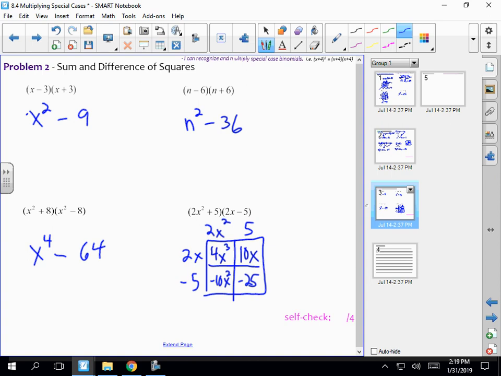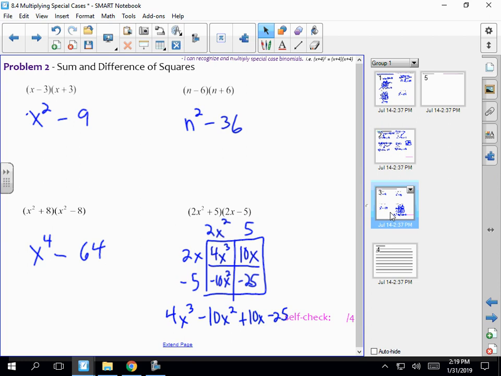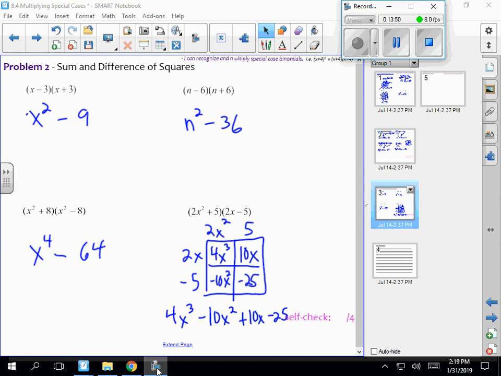Okay, so guys, right here, there are no like terms in this box. If I did FOIL, none of the terms would be like terms. So my final answer is 4x to the third minus 10x squared plus 10x minus 25. And that's it.